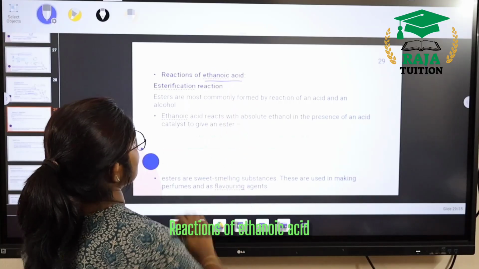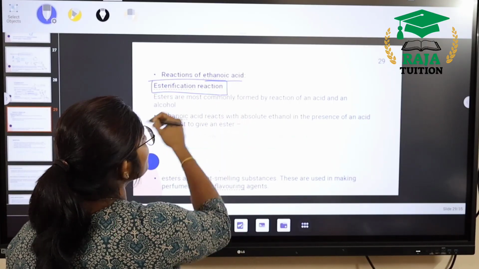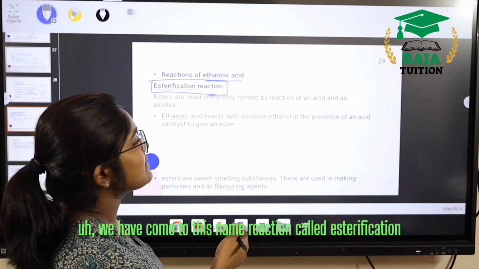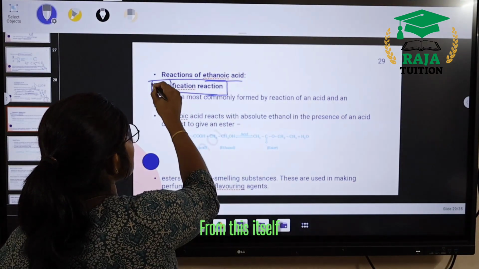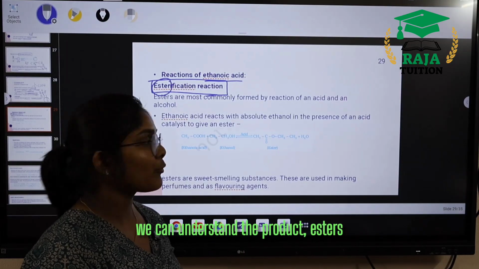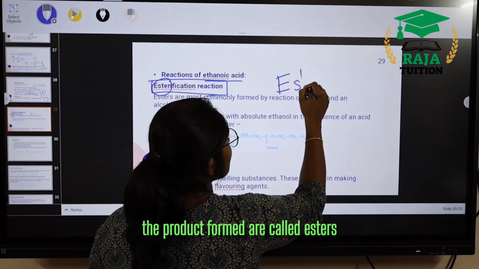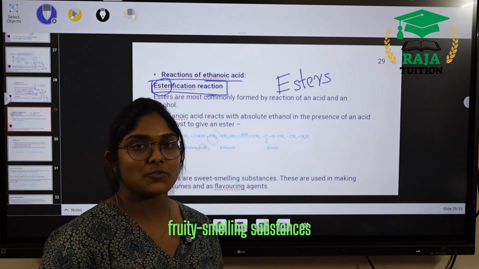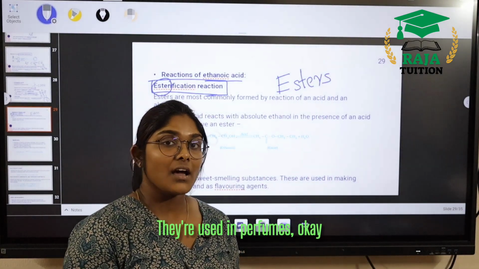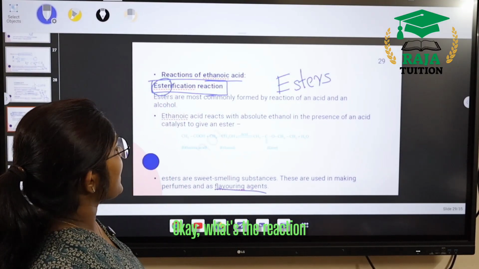Reactions of ethanoic acid. First of all, let's consider esterification. We have come to this name reaction called esterification. From the name itself, we can understand the products are esters. They are fruity smelling substances, used in perfumes and in flavoring agents. What's the reaction? Let's consider.